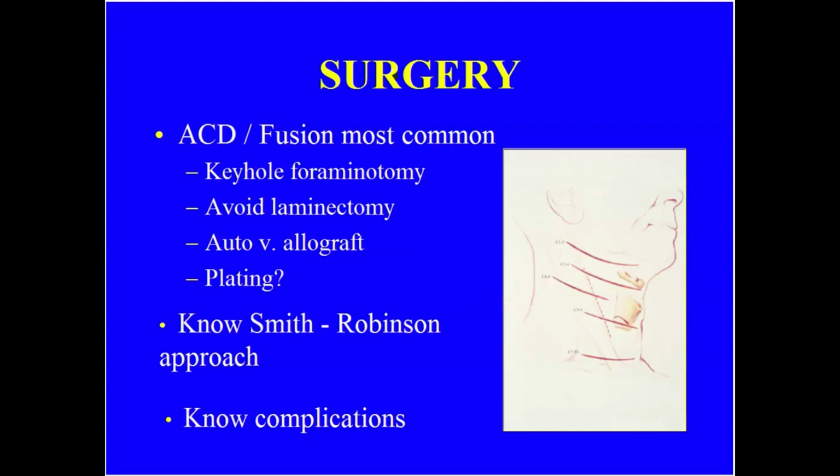You need to know the Smith-Robinson approach. You need to know the way you cut through the platysma, the planes that you go through, and you need to know the complications of the Smith-Robinson approach. And it doesn't hurt to familiarize yourself with some of the landmarks. What's at the carotid tubercle would be about C6, for instance. Know those things. That's the kind of thing they might ask you.